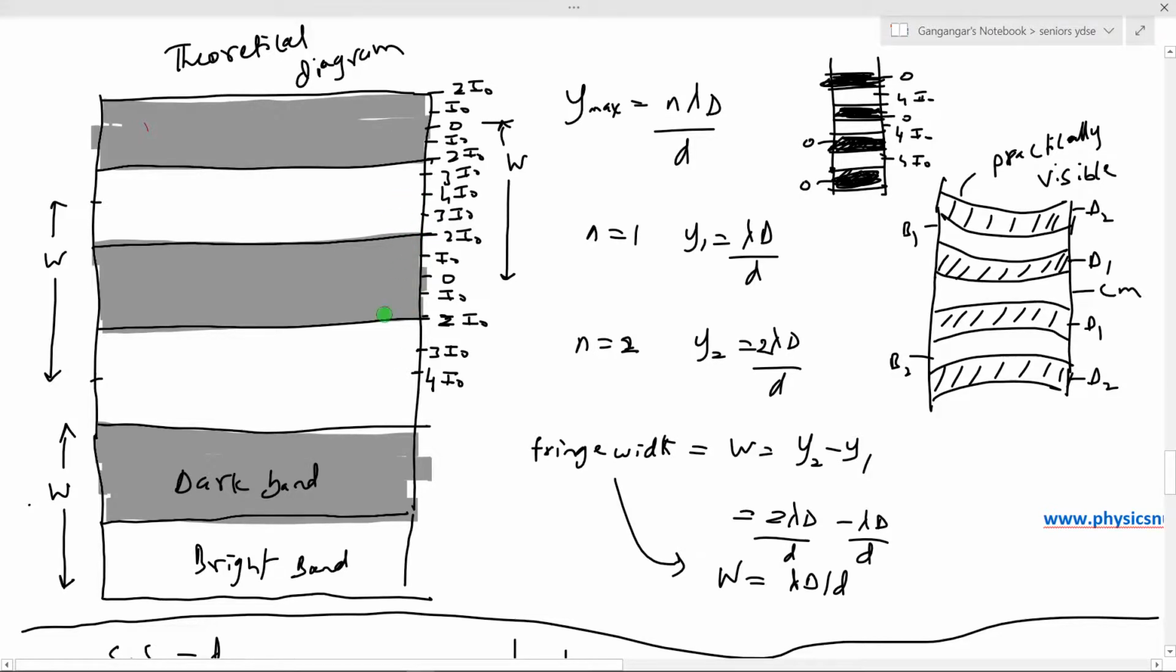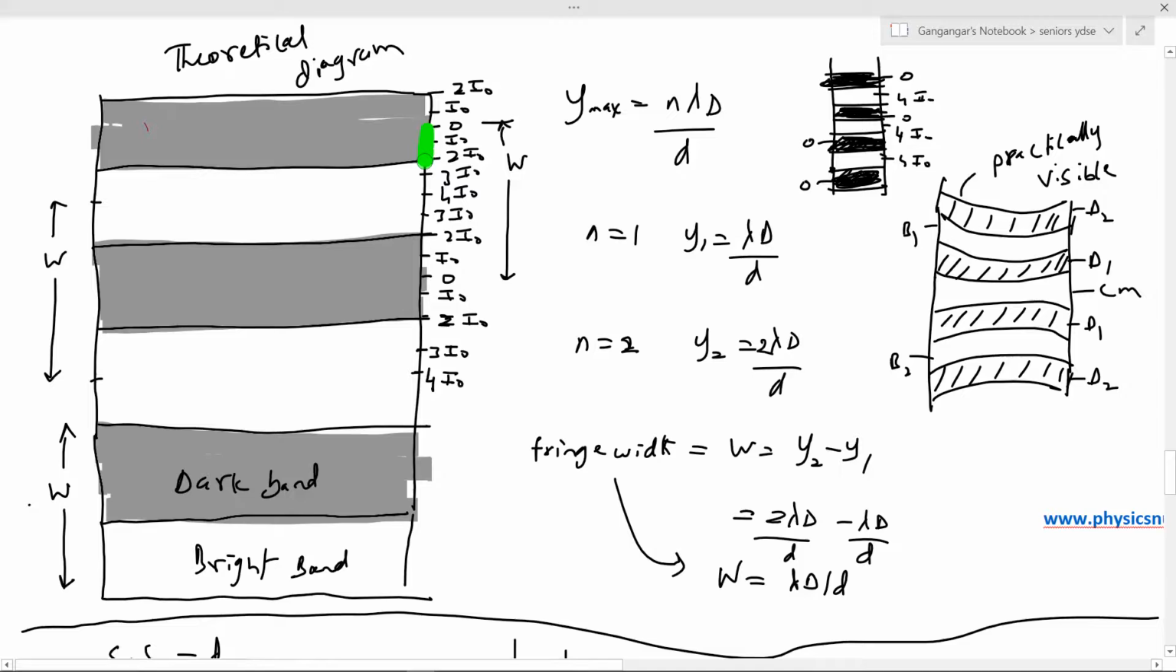Okay, here we define a fringe width. What is one fringe width? The distance measured from the center of the bright band, this one, to the center of the dark band. This distance is what I'll call one fringe width. Or what shall I do? The distance measured from the center of the dark band to the next center of the dark band. This will become one fringe width.